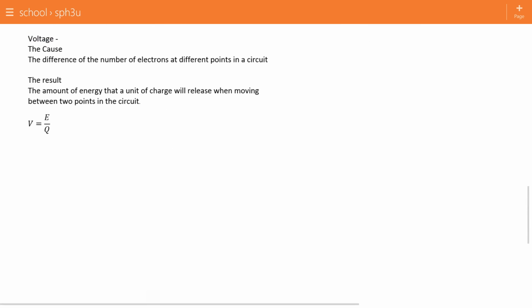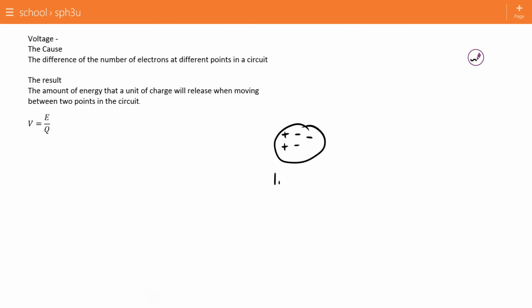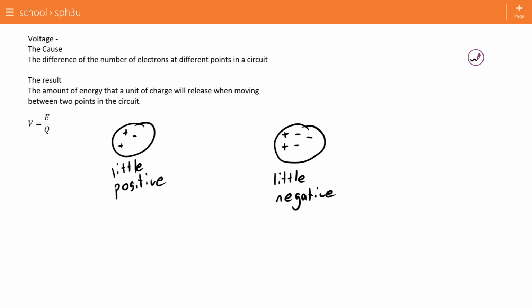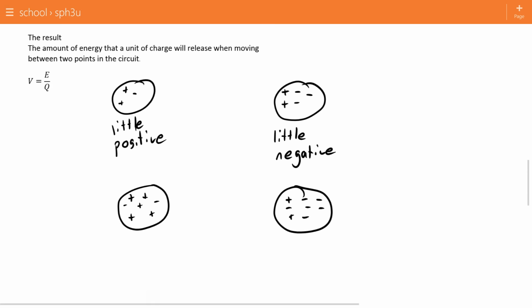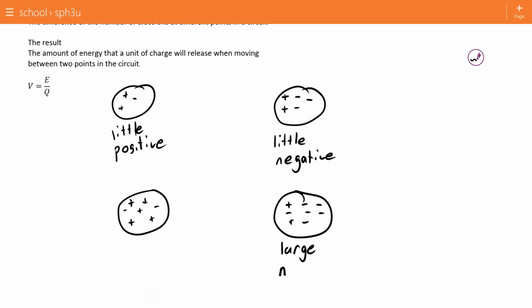Finally, voltage. Imagine two different situations. Here we have an object that's just a little negative, and an object that's similarly just a little positive. Alternatively, we could have a situation with an object that's very negative and another object that's very positive. In this situation, we can see that there's a greater difference between the number of electrons in each scenario. Sorry, this is a large negative. And this is a large positive.